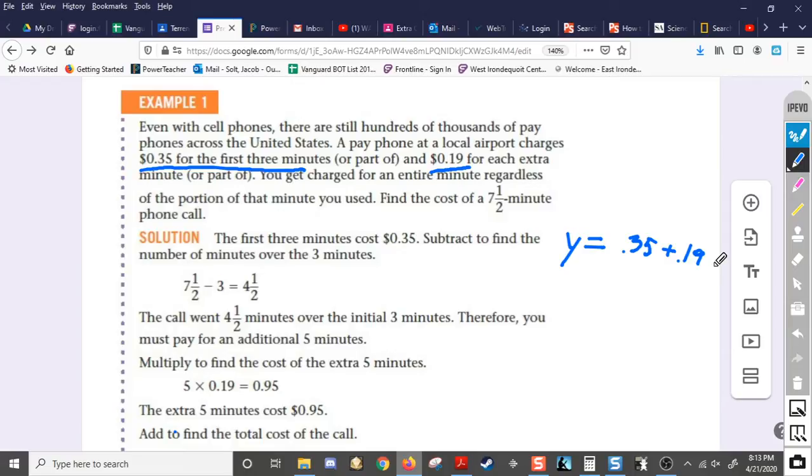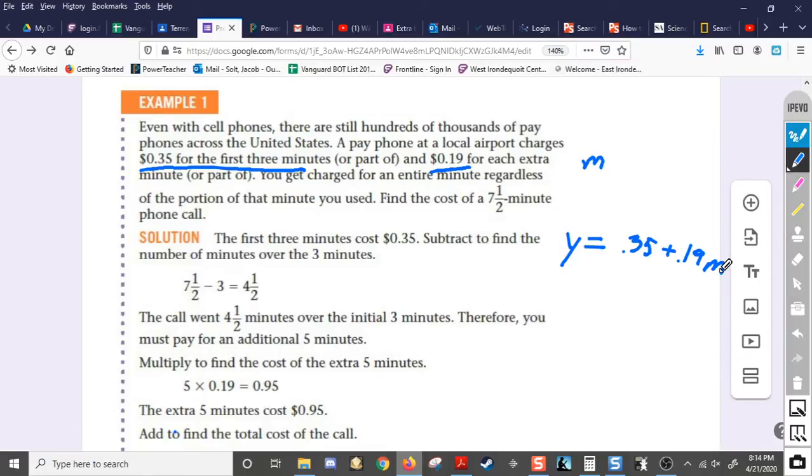Well, we could represent minutes as M, right? We could call every minute equals M. So I could put an M in here. So what does this say? This says I've got a function where y equals, such that I'll get charged 35 cents plus 19 cents for every minute.